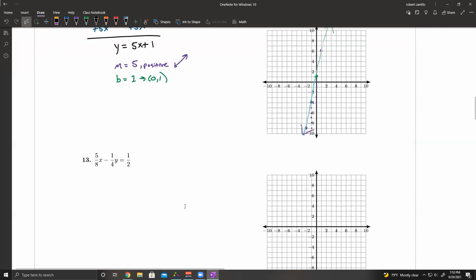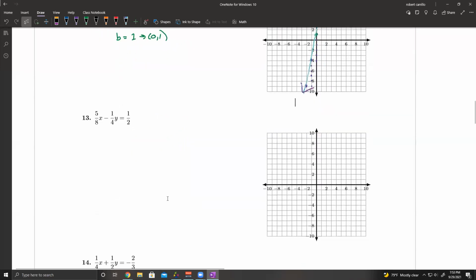Number 13. Oh boy. All right. 5/8 x minus 1/4 y equal to 1/2. Okay. So who do you want to move over to the right side? 5/8. So minus 5/8 x, minus 5/8 x. And here's what we have. Negative 1/4 y equal to negative 5/8 x plus 1/2.